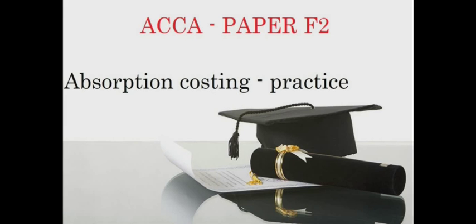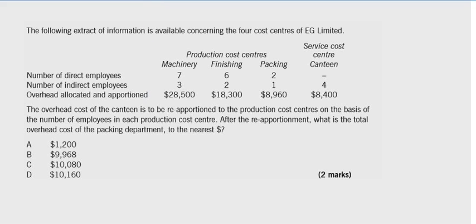In this video, we will practice absorption costing, which is one of the ways to calculate overheads. The question says, the following extract of information is available concerning the four cost centers of EGL Limited. So we have three production departments and only one service department, which is canteen, right? And we have number of direct employees, number of indirect employees, overhead allocated and apportioned.